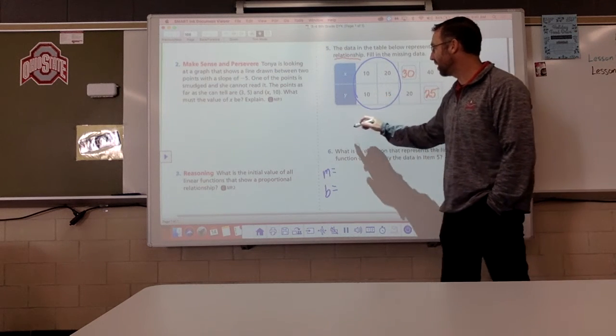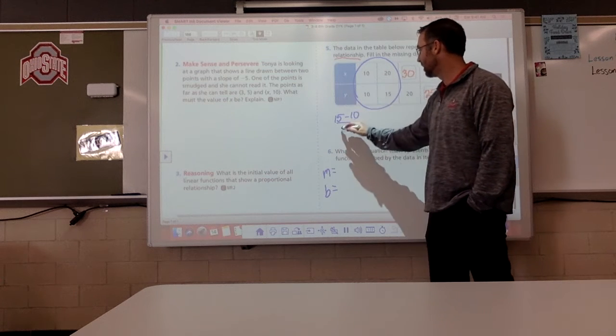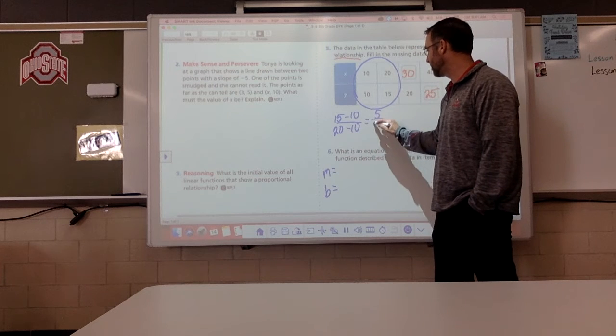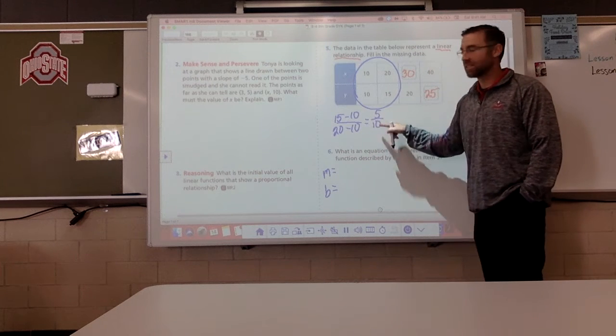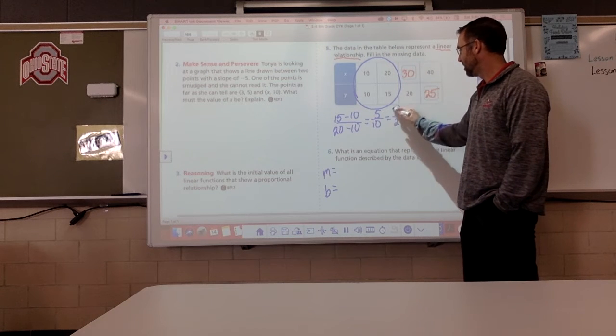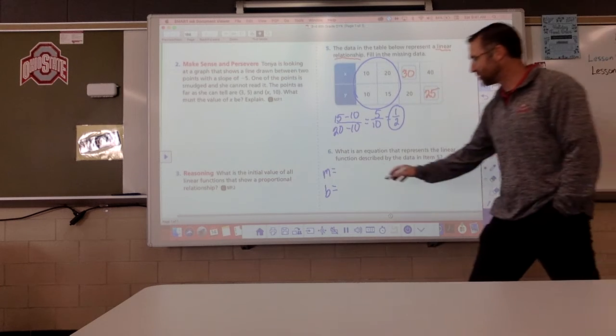So, subtract your y values on top. Bigger one minus the smaller one. 15 minus 10. On the bottom, 20 minus 10. Well, that gives you a 5. This gives you a 10. Last time I checked, 5 divided by 10 is equal to 1/2. 1/2, everybody. There's your slope.